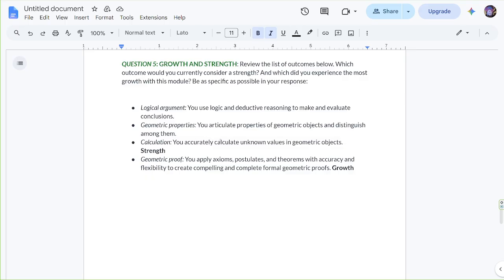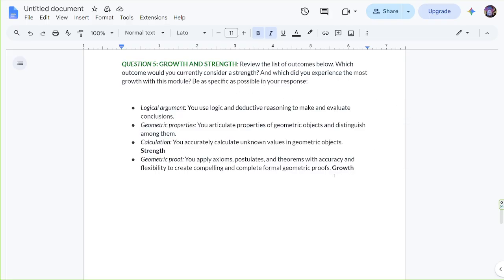You accurately calculate unknown values and geometric objects. So say, if you have some figure and you're given two values like 4x minus 5 on one side, and on the other side it's 28 or something like that, I'm able to identify what the x is equal to. And if it says this is parallel to this, then I'm able to figure that out.